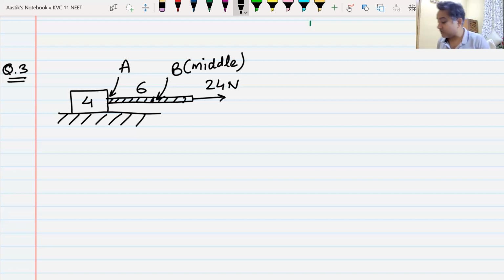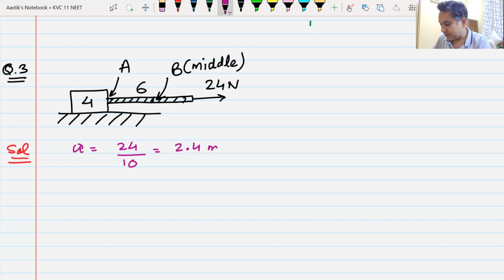Okay, so how are we supposed to do this? You take this entire block as one block and the mass. You will get the acceleration as 24 divided by 10, 2.4 meter per second square. Yes or no?